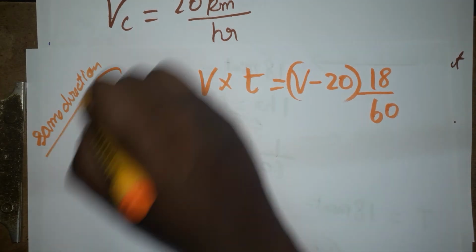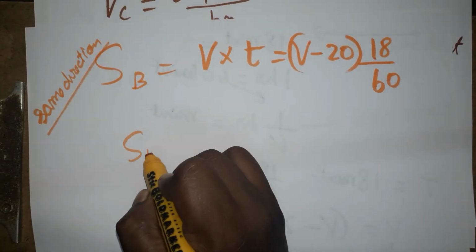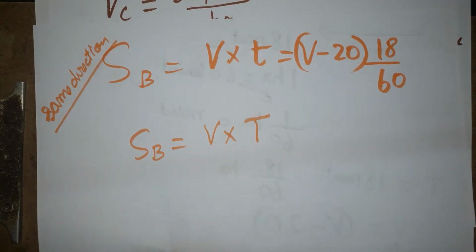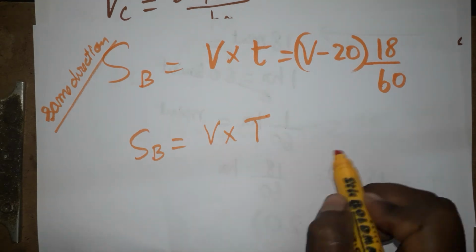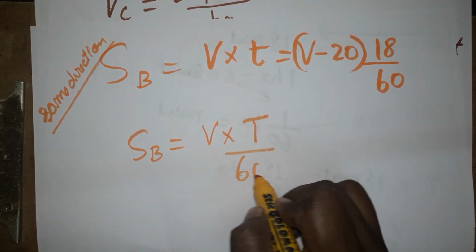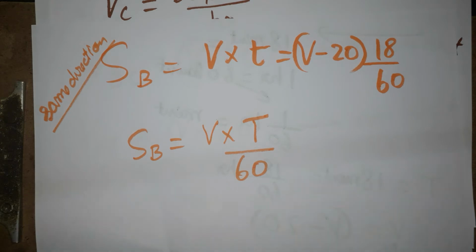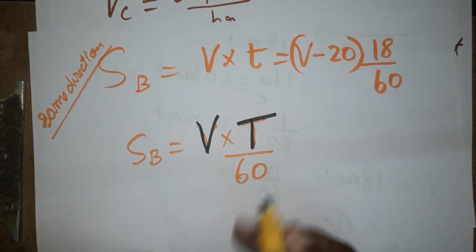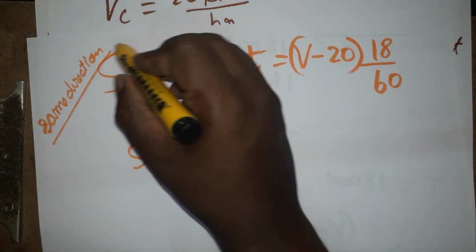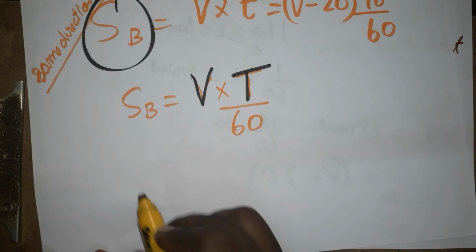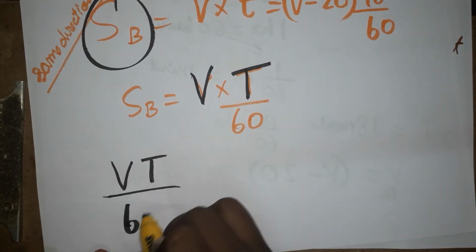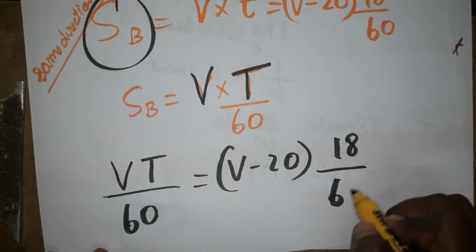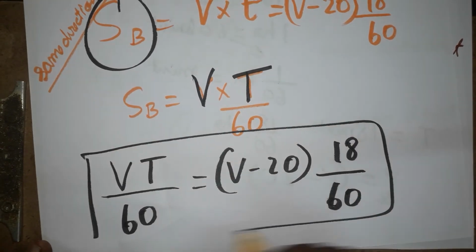Okay, now the total displacement of the bus is equal to velocity into time period. Like this also we can take it. Time period usually we are going to take in hours, so divided by 60. It's very simple. Capital V is for the velocity of the bus and capital T is the time period of the bus. Velocity into time period will be displacement. So displacement of the bus is represented by this. So Vt divided by 60 is equal to (V minus 20) times 18 divided by 60. This is equation 1, when it's moving in the same direction.